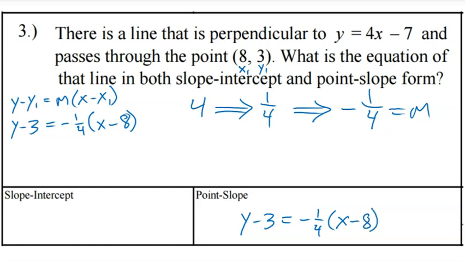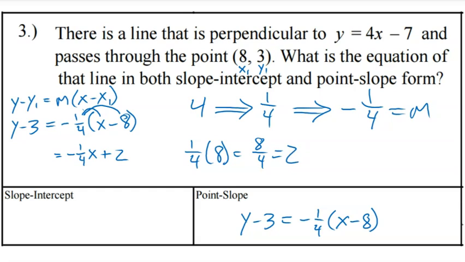Now we want to do slope-intercept form. For slope-intercept form, we're going to distribute our negative 1/4. So we're going to do negative 1/4 times x, so that's going to be negative 1/4 x. Then we're going to do negative 1/4 times negative 8. Well, a negative times a negative is a positive, and 1/4 of 8 is 2. So this is going to become plus 2. If you're unsure about that, 1/4 times 8 is equal to 8/4, which is equal to 2.